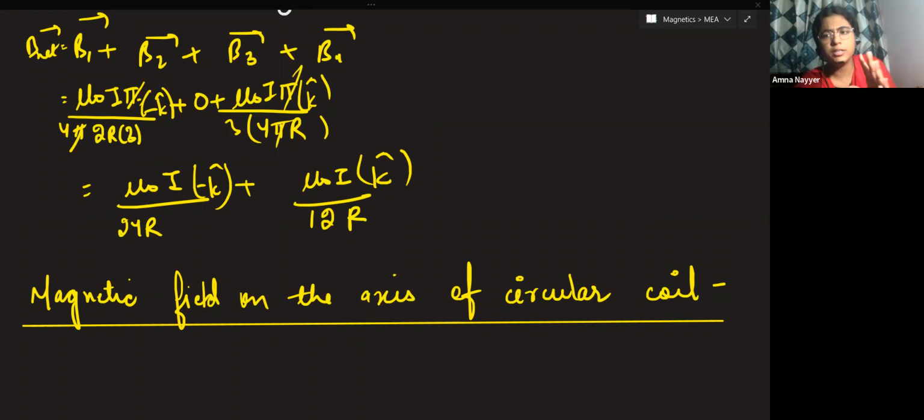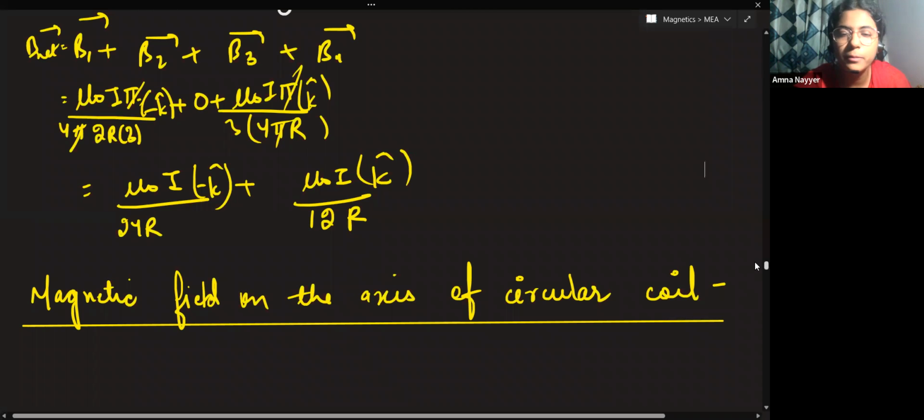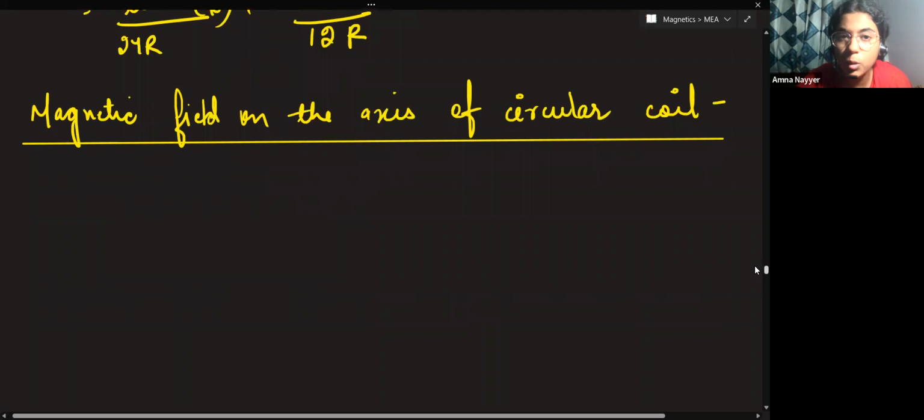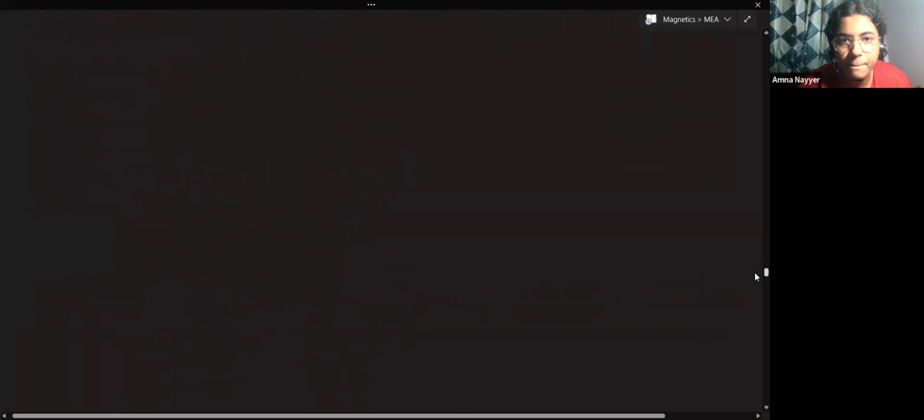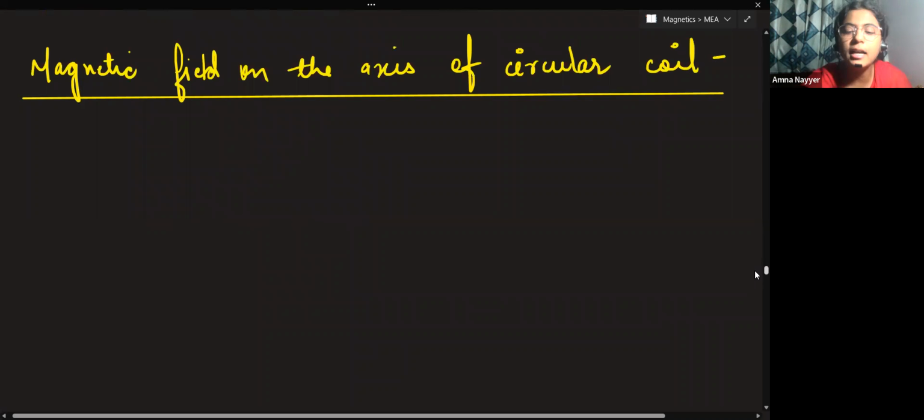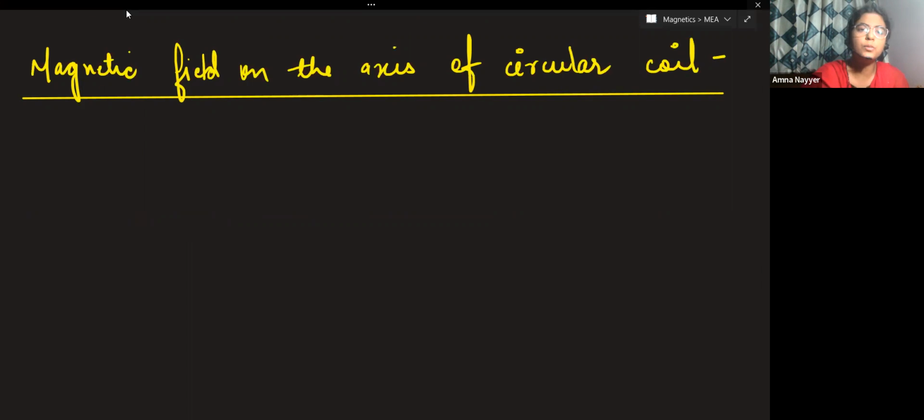Now this derivation is similar to the electric field which we did for the equatorial point. That time we made a triangle. Here it will be the shape of a cone, but the derivation is similar. This derivation looks lengthier, but it's easy to solve. Magnetic field at the axis. So axis basically means what?